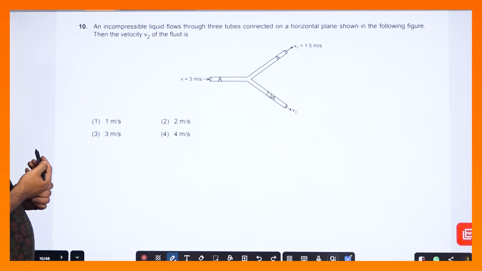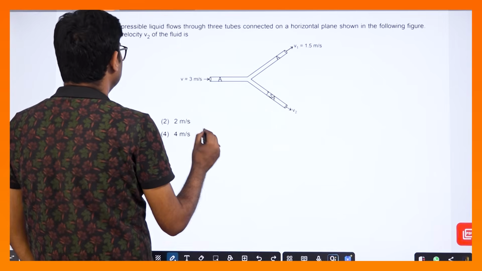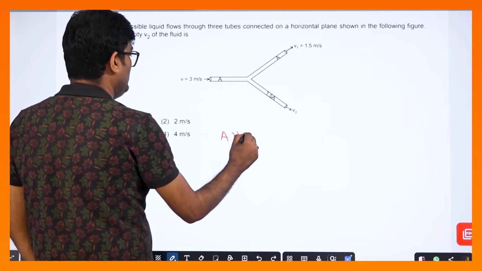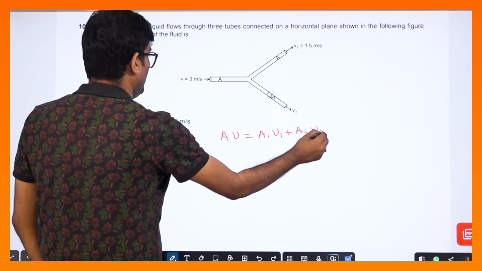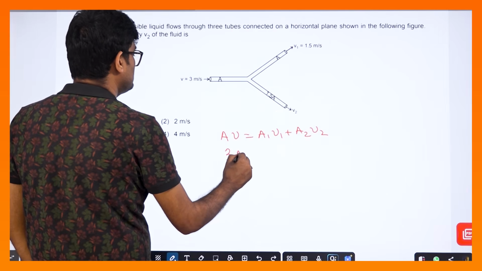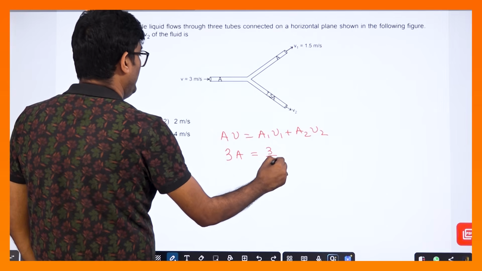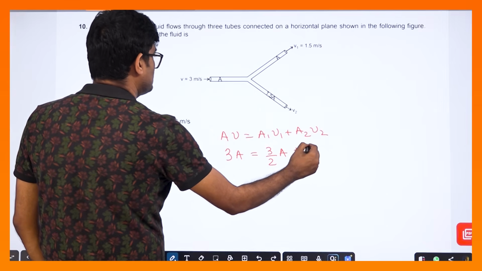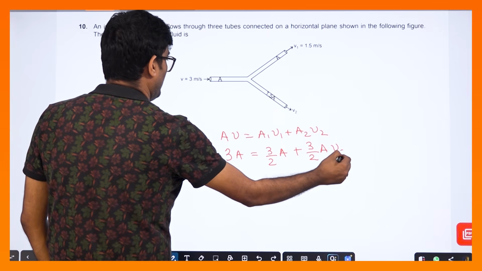An incompressible liquid is flowing through a tube on a horizontal plane. Find the velocity V2. We know that the equation of continuity is applicable as it is incompressible. So A into V is equal to A1 V1 plus A2 V2, right? From there I can say it is equal to area, 3 area is equal to, again it is 1.5, 3 by 2 into the same area plus it is 3 by 2 area into V2, right?